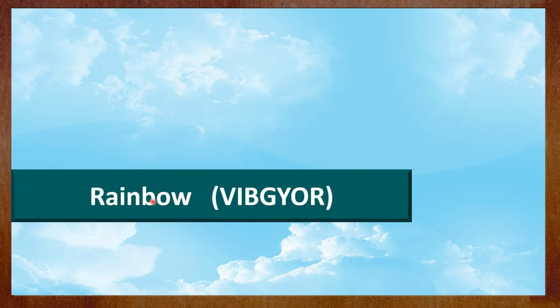Here I am showing all the colors in a rainbow. Rainbow VIBGR. VIBGR is a mnemonic used for memorizing the colors in traditional spectrum. Actually, mnemonic is a pattern of letters which assist in remembering something. So you can see the colors in the rainbow.